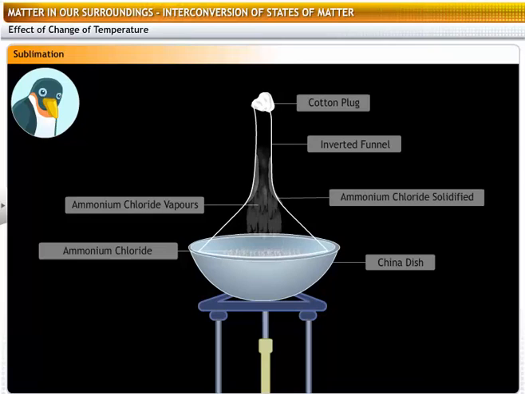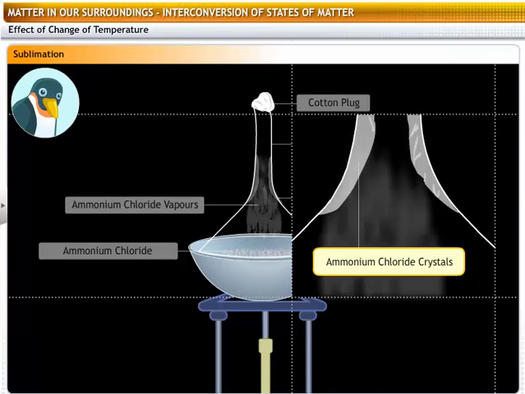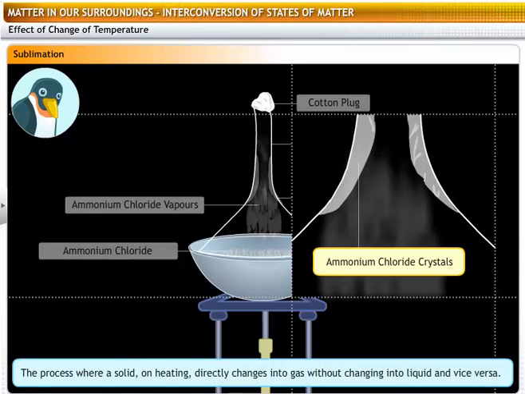You can see the vapors of ammonium chloride settle as crystals on the inner walls of the stem of the funnel. The ammonium chloride crystals can be collected from the inner walls of the funnel. The process where a solid on heating directly changes into gas without changing into liquid, and a gas on cooling directly changes to solid without changing into liquid is called sublimation.